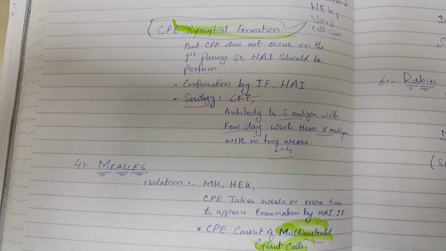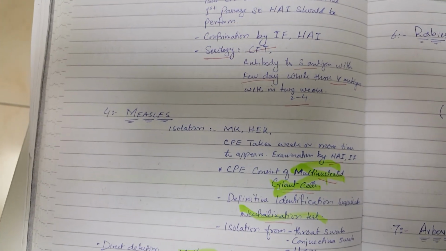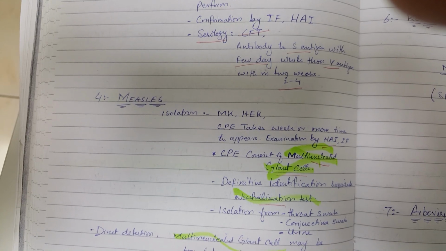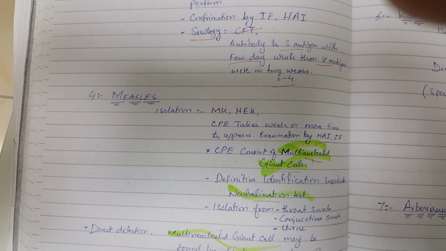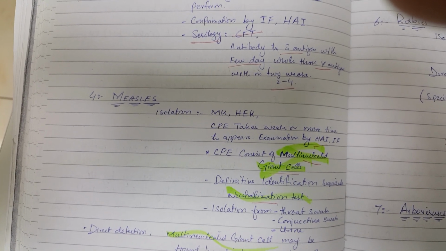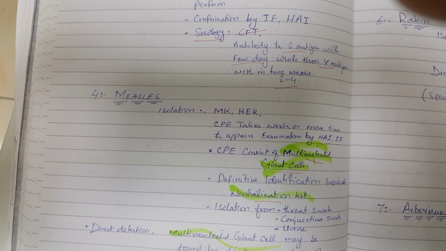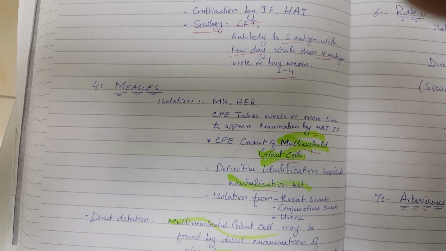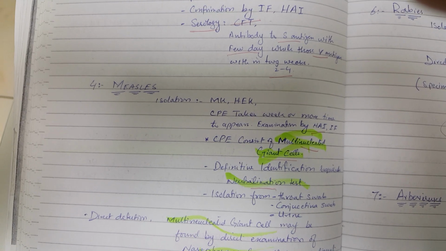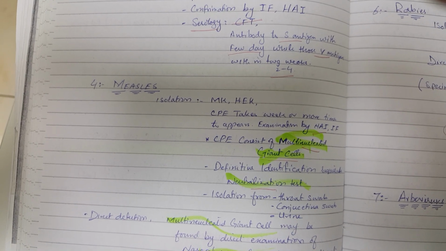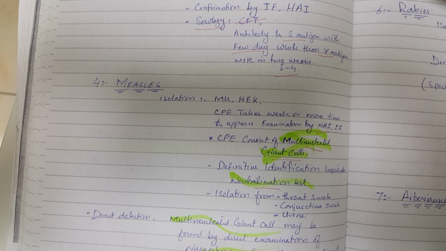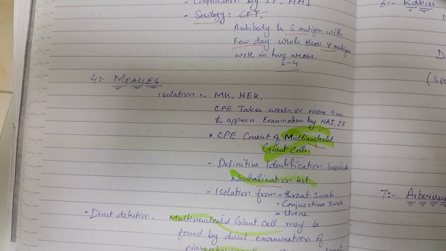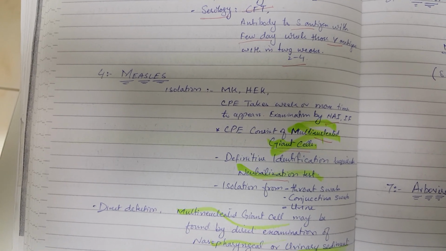In measles, the isolation is on MK and HEK, and cytopathic effect takes weeks or more to appear. Examination is done by hemadsorption inhibition and immunofluorescence. The cytopathic effect consists of multinucleated giant cells, which is the unique property of measles, and definitive identification requires the neutralization test. Isolation is from the throat swab, conjunctival swab, and urine.